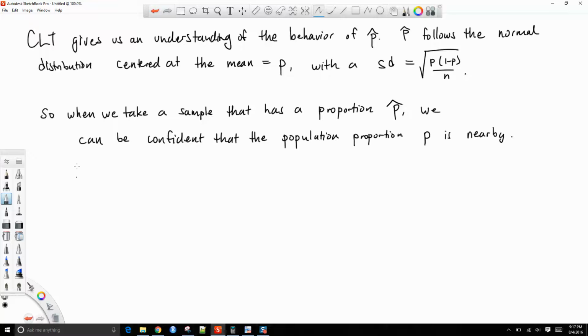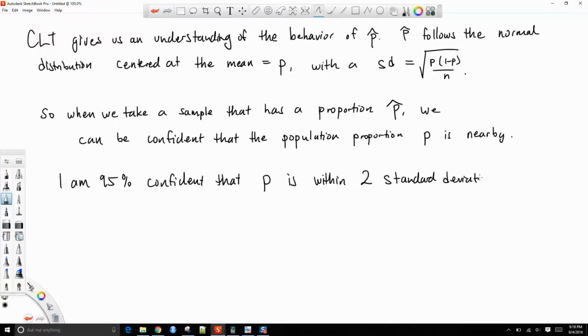So in fact, we can say I am 95% confident that p is within 2 standard deviations of p hat. Okay? Is that all right? And technically, to be more accurate, rather than 2, we will use the value 1.96. 1.96 is a little bit more accurate than 2.